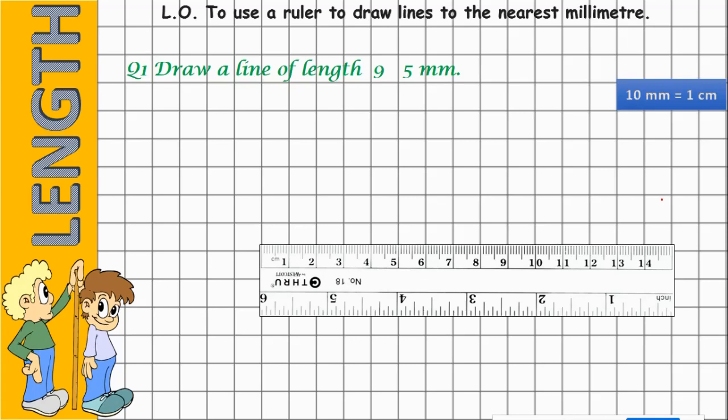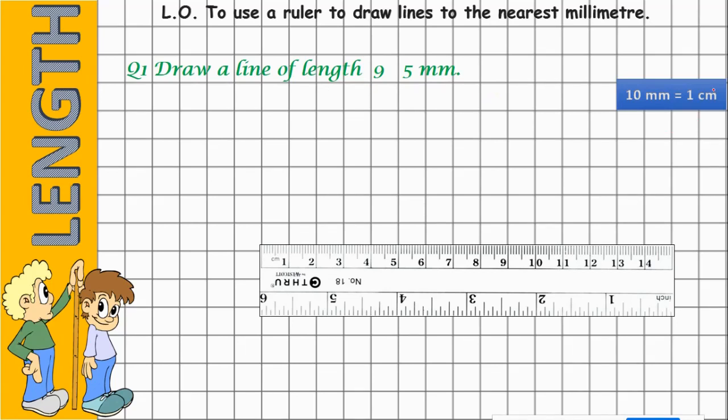Hello, children. Our learning objective for today's lesson is to use a ruler to draw lines to the nearest millimeter. All right, let's take a question. Draw a line of length 95 millimeters.